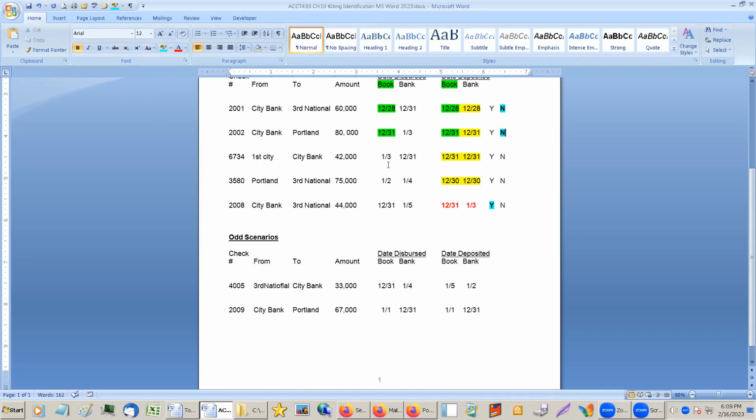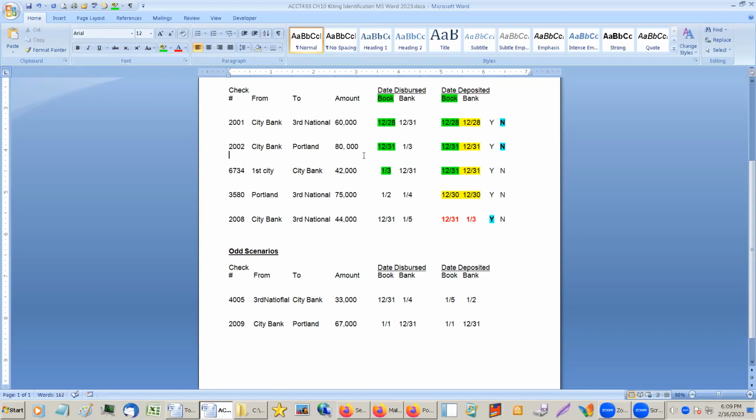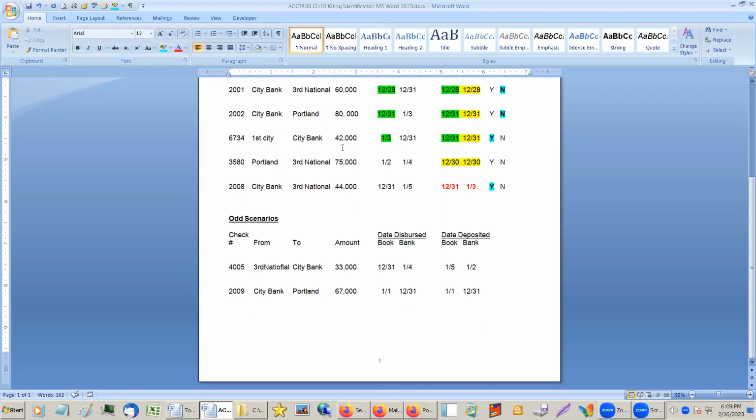All right. Uh-oh. That's most likely kiting. Yep. You'll notice that they put it in the bank on the 31st and they didn't disburse it until the 1st. So this is when you actually have money magically showing up in the bank. And the second one and the other one is like kiting as well. Yep, very good.